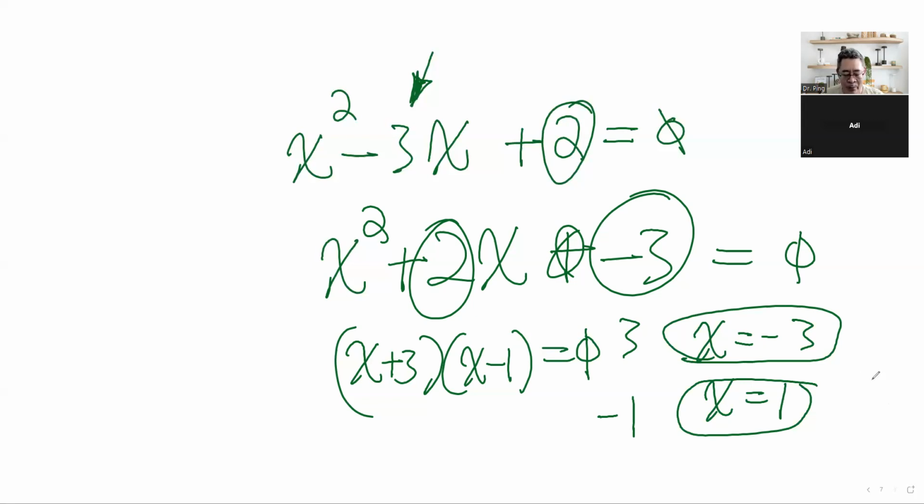And which one is the real answer? That depends on the situation. Like if you're trying to solve, say, a geometry problem or a physical problem, then typically you cannot have a negative number. So in that case, then x will be 1. Good.